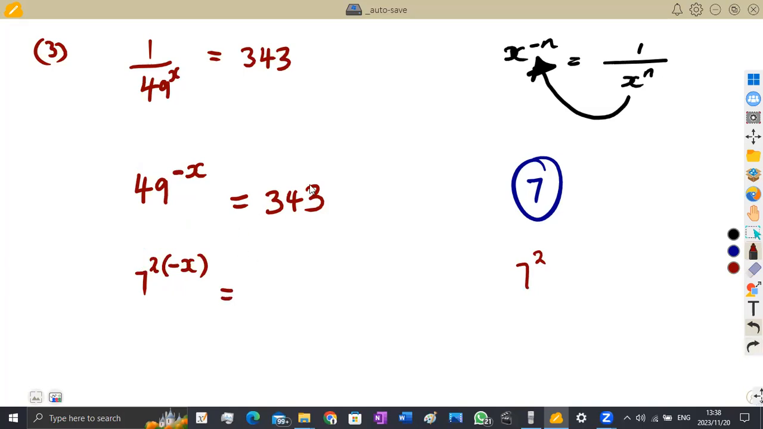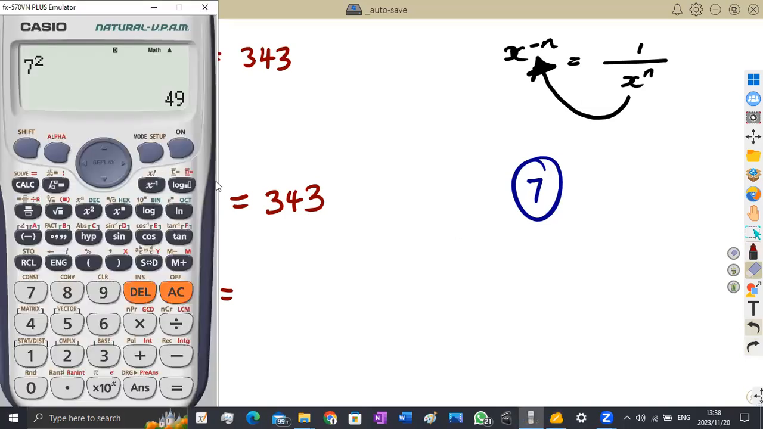Anyways, let us move on to 343. Now that we have got the smallest number that we can have, which is 7, the prime number that we can choose, we just have to try on our calculator.